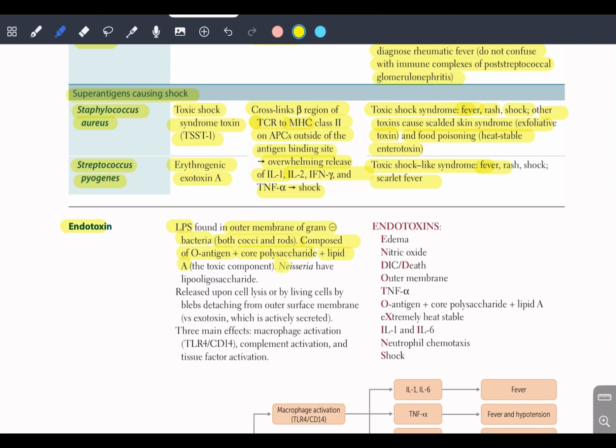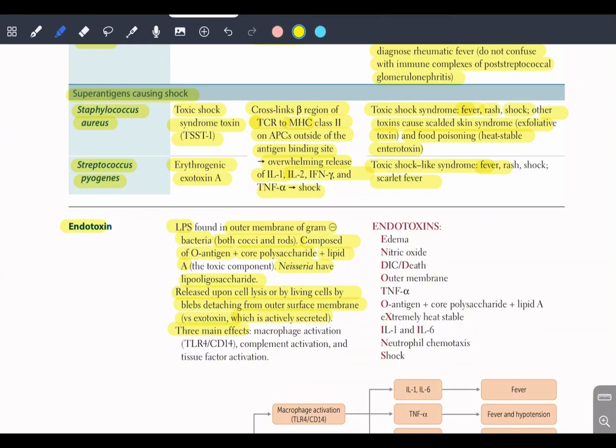If we talk about Neisseria, it has lipo-oligosaccharide, whereas we say that lipopolysaccharide, composed of O antigen, core polysaccharide, and lipid A, is the composition of endotoxin. It is released upon cell lysis, or by living cells by blebs detaching from the outer membrane surface, versus exotoxins, which are actively secreted. So endotoxin is produced only by gram-negative bacteria and released when lysis occurs, but exotoxin is secreted.